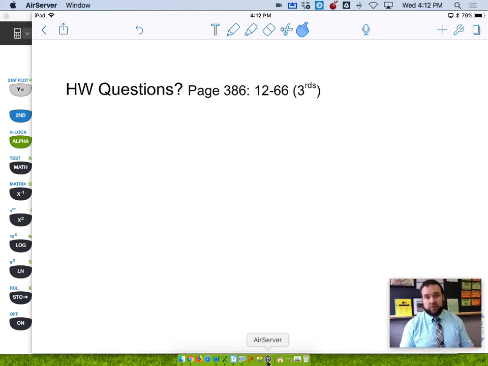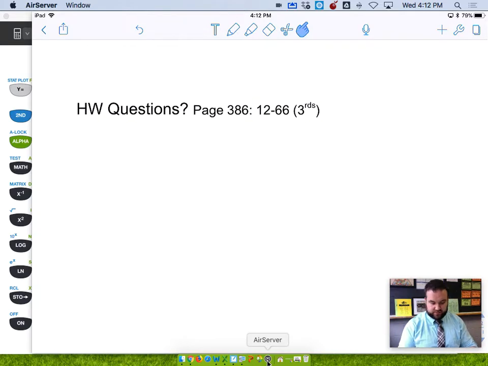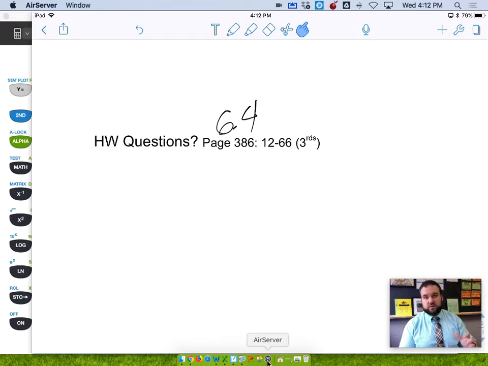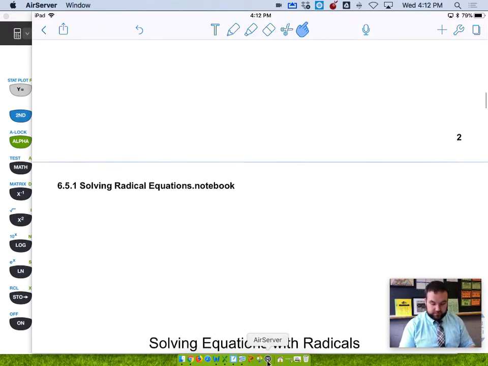The homework from yesterday was 12 to 66, every third problem. This was from section 6.4. So make sure you're asking those questions if you've got them at all.